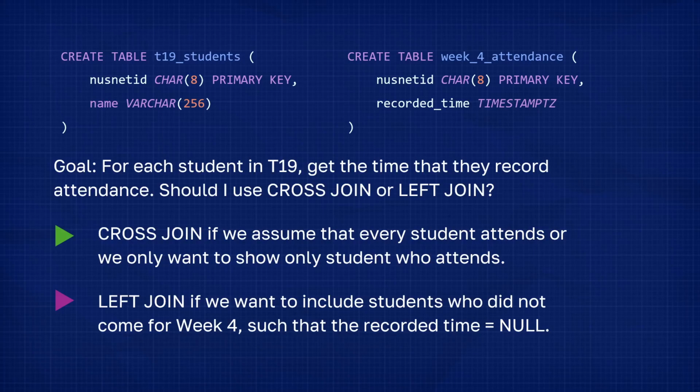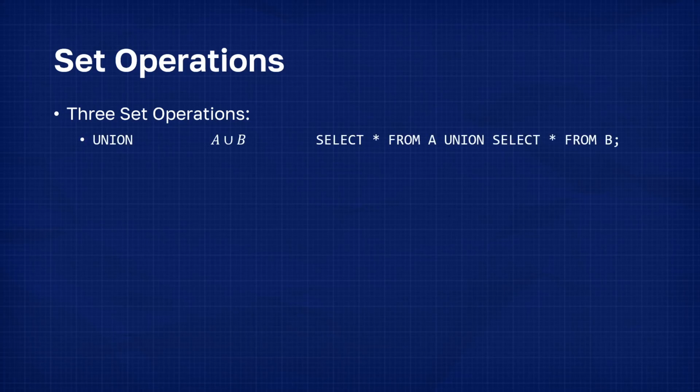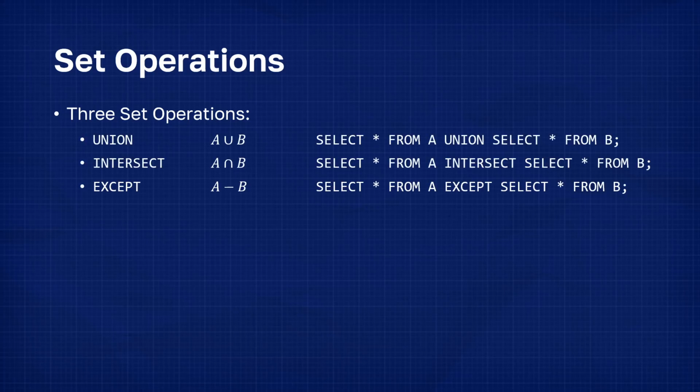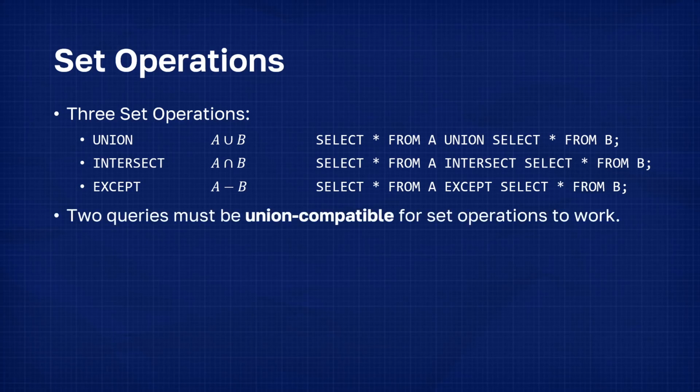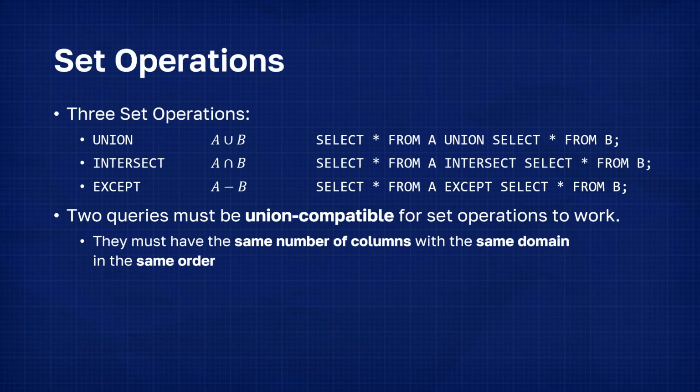Doubts? No? Okay, then just a brief run through of the set operations. I think this one is quite self-explanatory. We have three set operations: union, intersect, and except. These three correspond to normal set operations in your set theory: union, intersect, and set difference. But it's important to note that two queries must be union compatible for the set operations to work. When we say union compatible, it means they have the same number of columns, the same domain, meaning the same data type, and it should be in the same order.